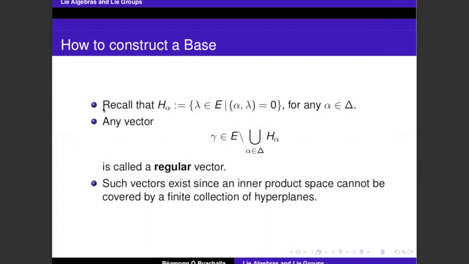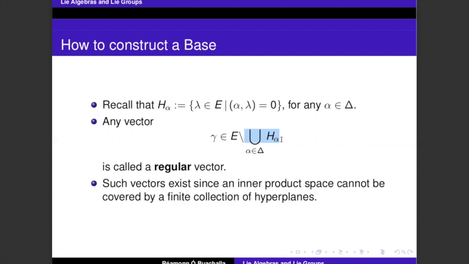So let's recall the symbol we used for the hyperplane perpendicular to any root vector alpha. It's going to be all of those elements in the vector space E that are perpendicular to alpha. Now, we want to take the union of all of these hyperplanes. Just the set theoretic union, no linear span, just the union of these things considered as sets over all alpha.